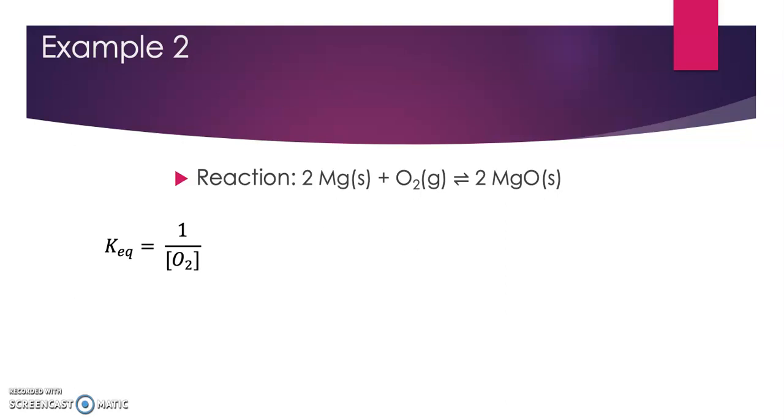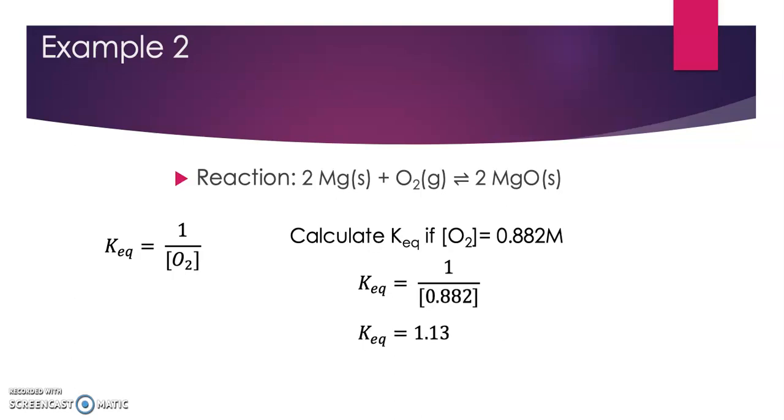In terms of evaluating this, if the oxygen gas molarity was 0.882 molar, we can substitute that into our KEQ expression, and we get a KEQ of 1.13. So this gives you a good idea of how we can write KEQ expressions and how we can evaluate them. A twist on this, I could give you the KEQ and all but 1 concentration and have you solve for the missing piece and use your algebra skills.